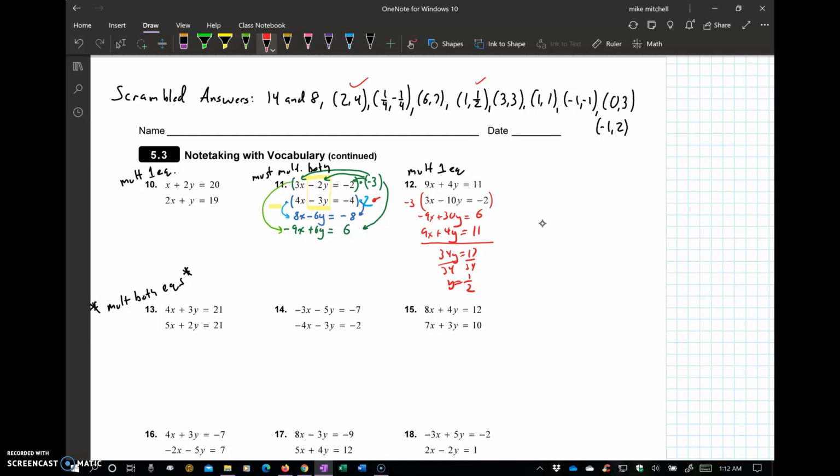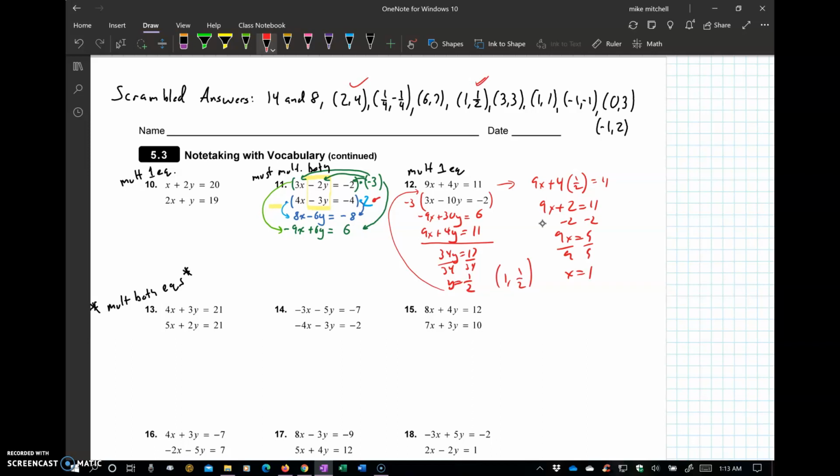But let's just check that, plug it into either equation. I'm going to plug it in the top one. I like those numbers a little bit better up there. So that gives me 9x plus 4y, but instead of y, I'm going to have 1/2 equals 11. That's 9x plus 2 equals 11. 9x equals 9. Little division. X equals 1. So there's 1/2 for my point. Like we said, we saw that one coming up.